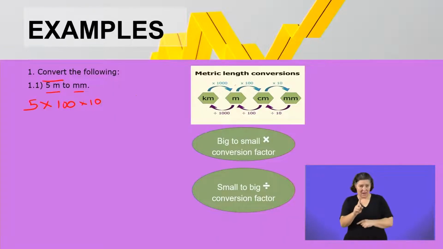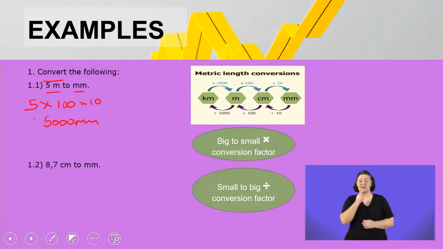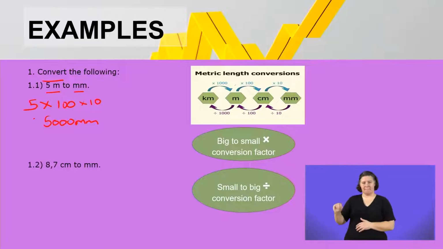Remember, 1 times 1 equals 1, and then I add the 3 zeros. So in this case, the answer will be 5,000 millimeters. All right. Looking at the next sum, I said 8,7 centimeters into millimeters. So here we have to convert 8,7 centimeters into millimeters.